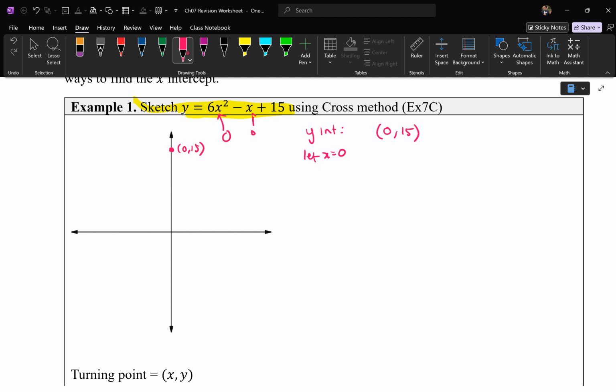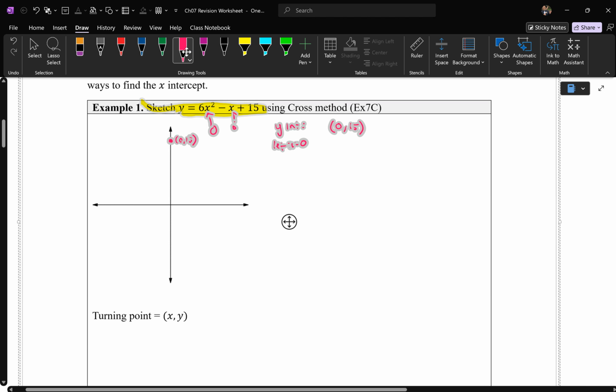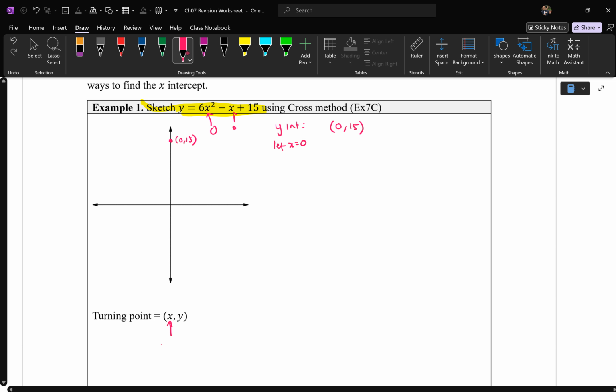Now, when you have a general form, there is a rule that I gave to you early on in exercise 7c. It was to find the x coordinate of the turning point, you use the rule x equals negative b over 2a. That will tell you what the x coordinate of the turning point should be.